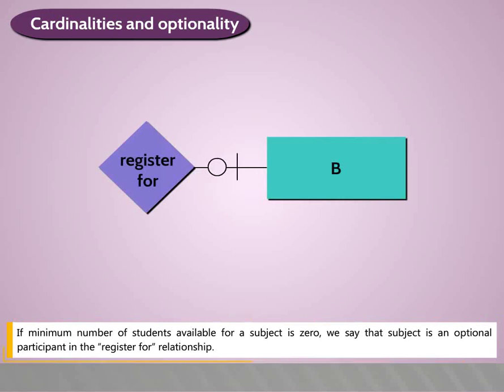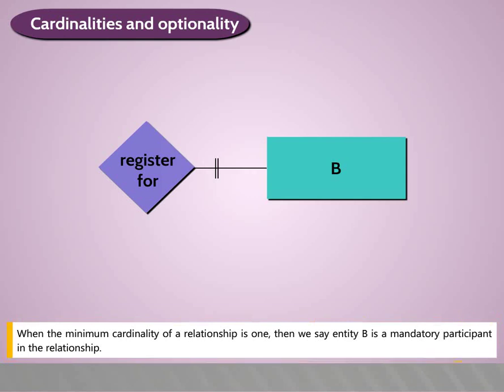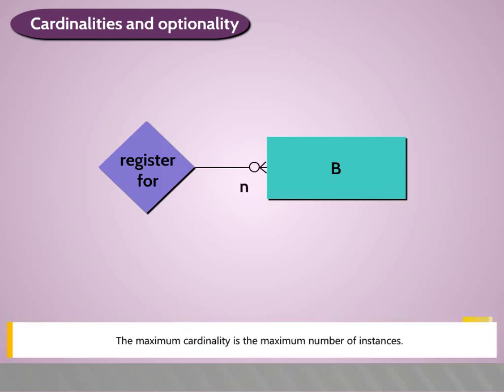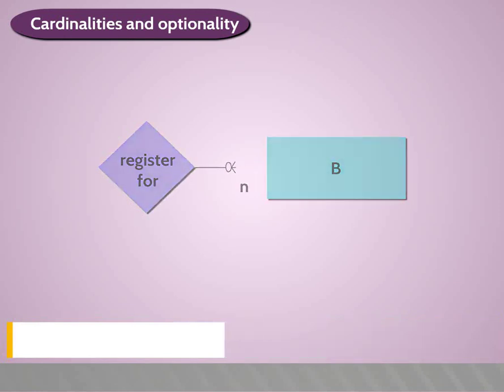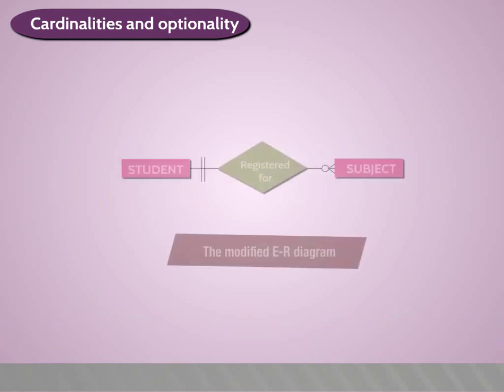If the minimum number of students available for a subject is 0, we say that a subject is an optional participant in the register for relationship. When the minimum cardinality of a relationship is 1, then we say entity B is a mandatory participant in the relationship. The maximum cardinality is the maximum number of instances. In our example, the maximum is many.